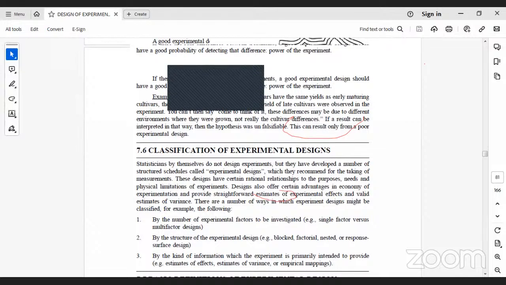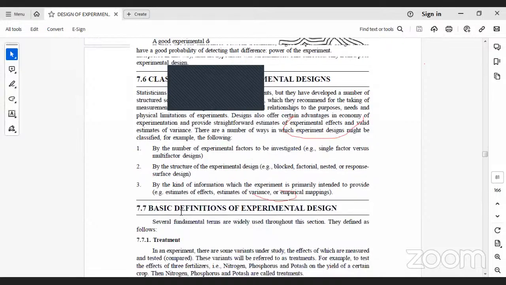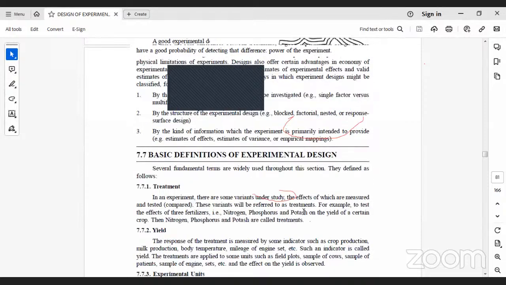There are a number of ways in which experimental designs might be classified. By the number of experimental factors investigated: single factor versus multiple factor designs. By the structure of the experimental design: blocked, factorial, nested and response surface designs. By the kind of information which the experiment is primarily intended to provide: estimates of effects, estimates of variance, or empirical mapping. So we are taking basic definitions of experimental design, the basic fundamental theorems.